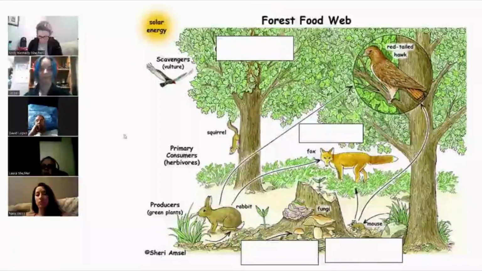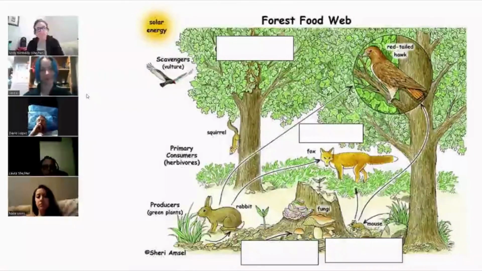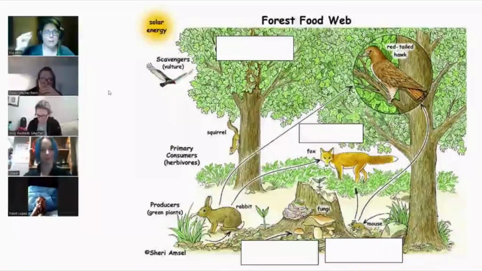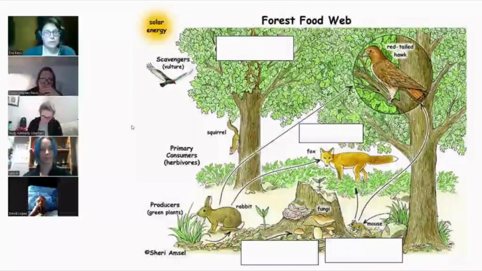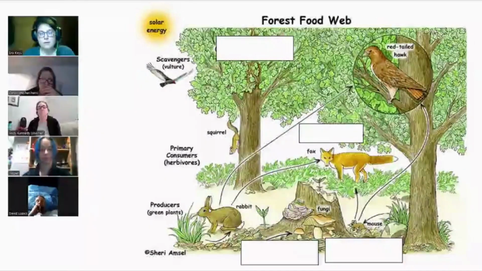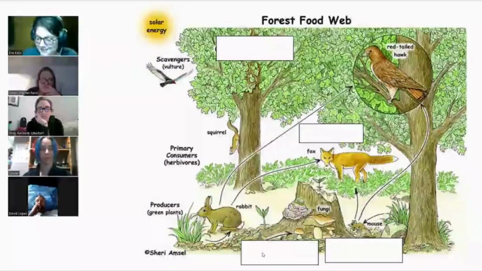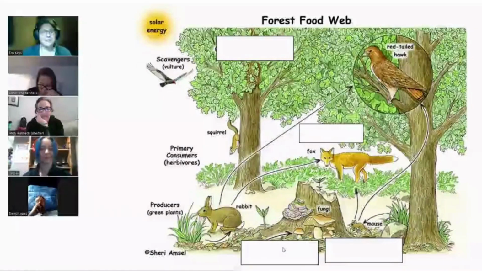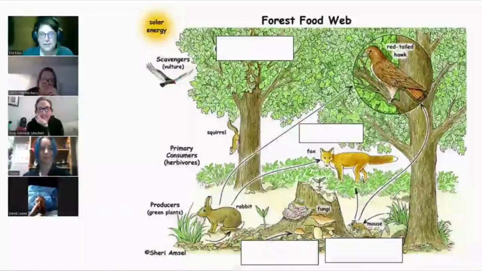All right, so let's apply that to this diagram. This is a little activity. I would like everyone to unmute if they can. We're going to do rapid fire popcorn, okay? So we're going to be talking about the forest food web. We're going to fill in these blank boxes with the appropriate name. What is missing in this ecosystem that we just learned about?